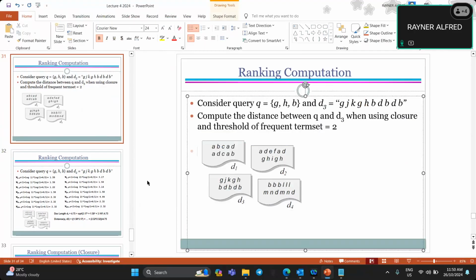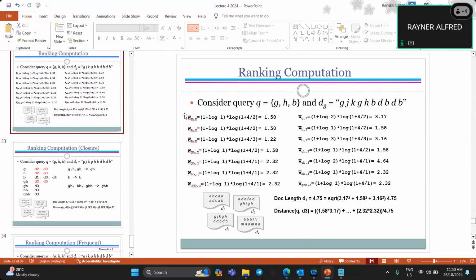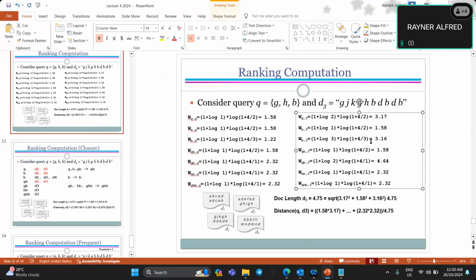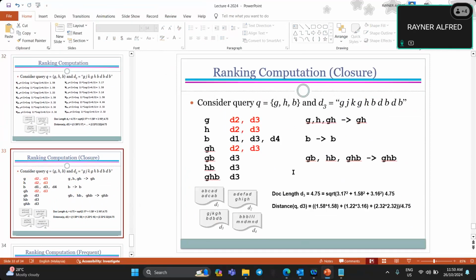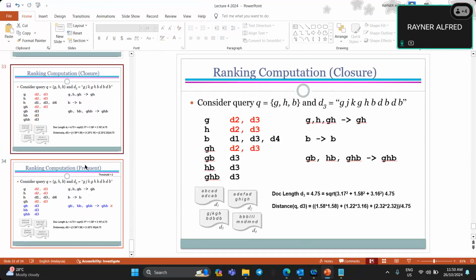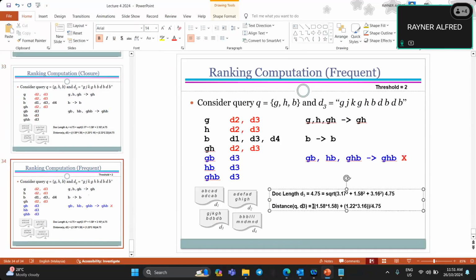So basically you do this first. You need to compute all the weightage. And then once you compute all the weightage, you need to do the closure. And then once you get the closure, you can eliminate the ones that do not satisfy the frequent term set, by looking at the threshold. So your final answer will be this one.